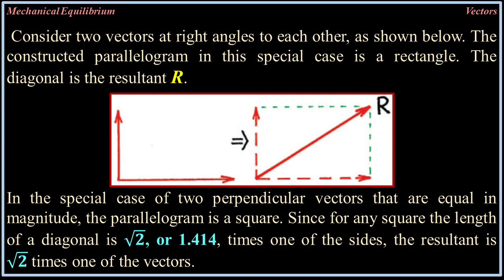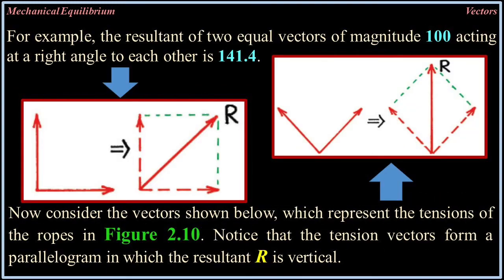Since for any square the length of the diagonal is root 2, or 1.414, times one of the sides, the resultant is root 2 times one of the vectors. For example, the resultant of two equal vectors of magnitude 100 acting at right angles to each other is 141.4.